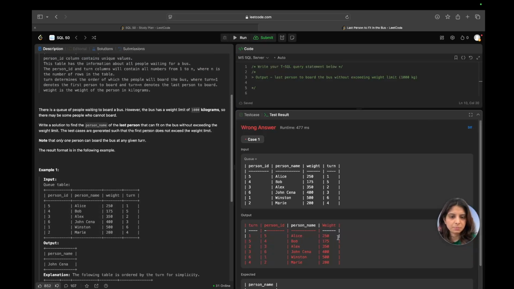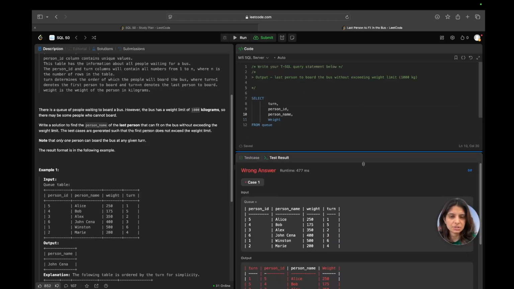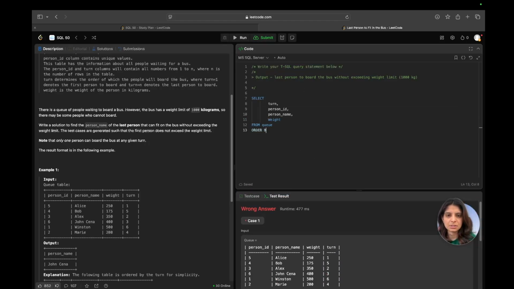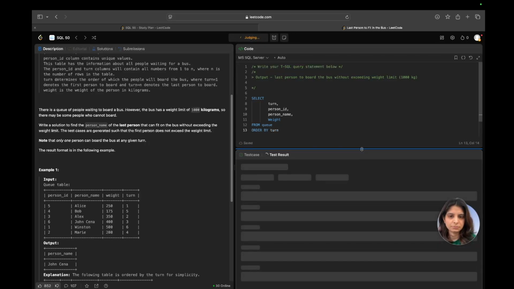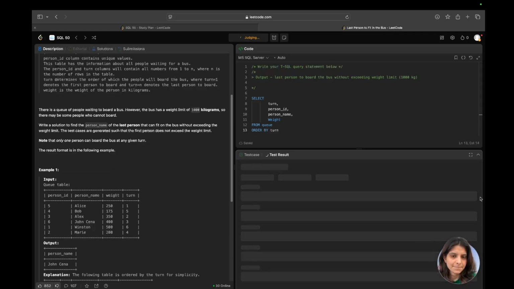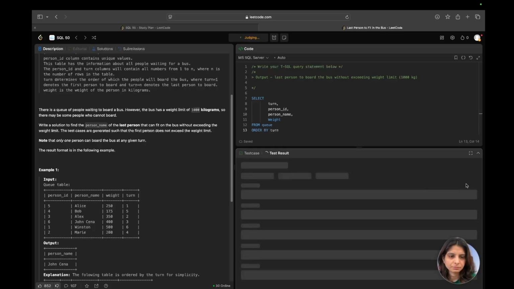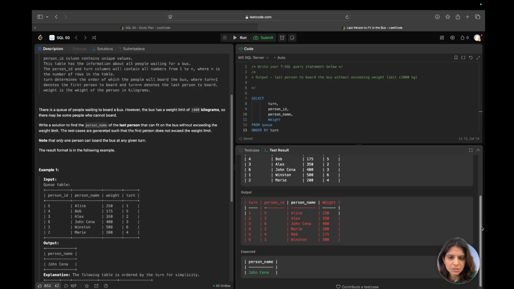What we'll do is order it by turn, so we'll know the order of boarding the bus. So now Alice is the first person who will start boarding, then Alex, then John Cena. Now what we need is the total weight.